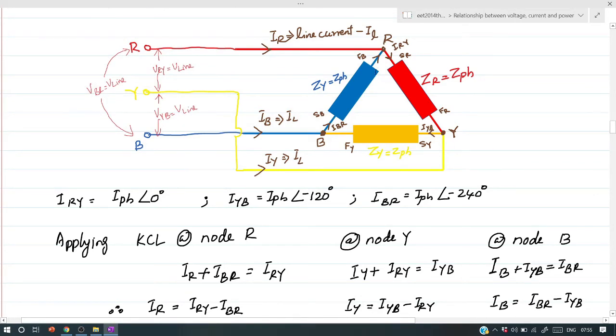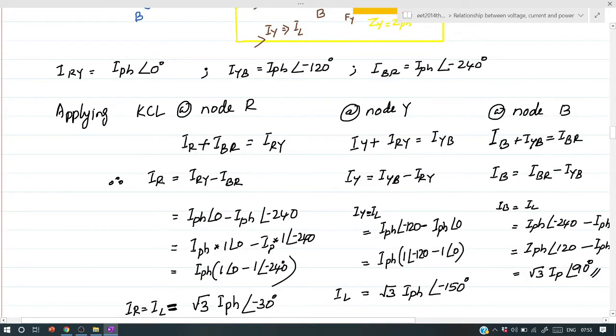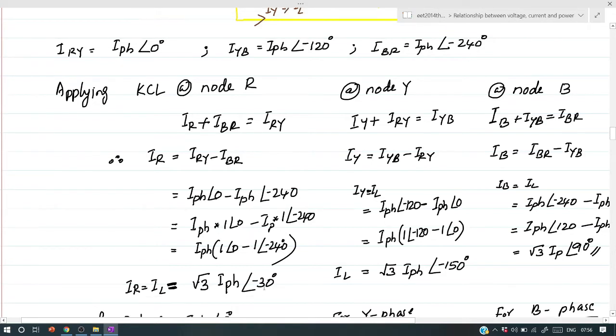Applying KCL at node R, IR plus IBR is equal to IRY. From here, IR can be written as IRY minus IBR. What is IRY? I phase angle 0 degrees. IBR is I phase angle minus 240 degrees. So after simplification, we can obtain IR, that is nothing but the line current corresponding to R phase, which is equal to root 3 times I phase angle minus 30 degrees. So from here it is clear that the line current corresponding to R phase lags behind the phase current corresponding to R phase by an angle of 30 degrees.